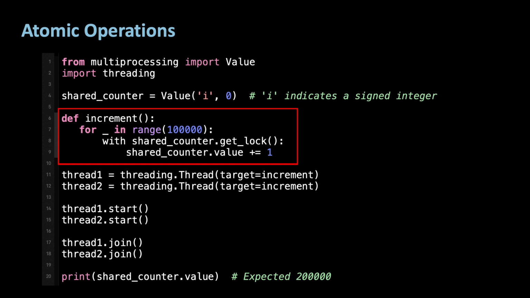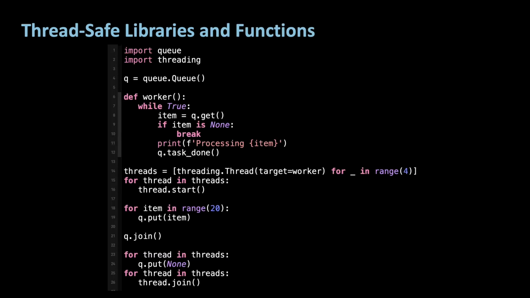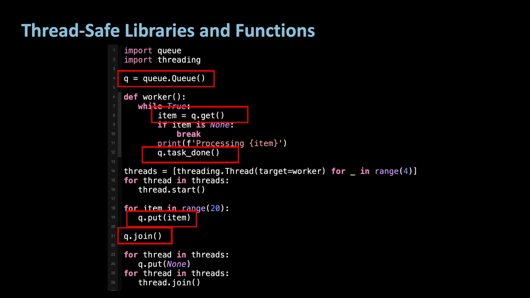Next, thread-safe libraries and functions. Using or leveraging thread-safe libraries and functions that handle synchronization internally reduces the risk of race conditions significantly. So here, a thread-safe queue is used to manage tasks processed by multiple worker threads. So the queue handles synchronization internally, ensuring thread safety.